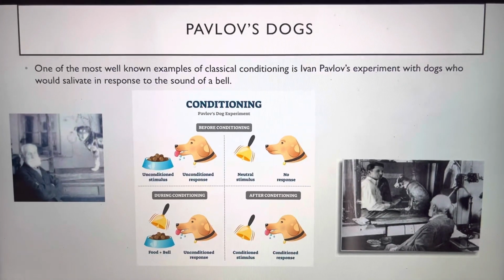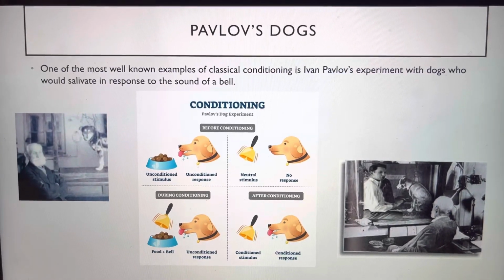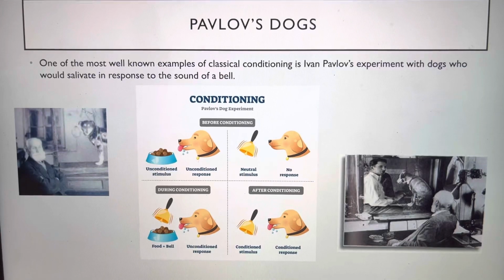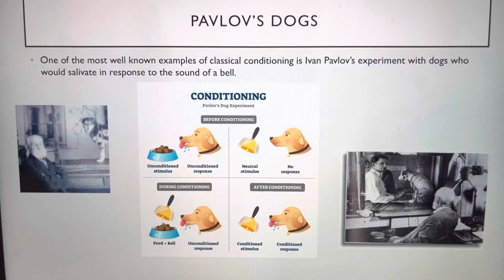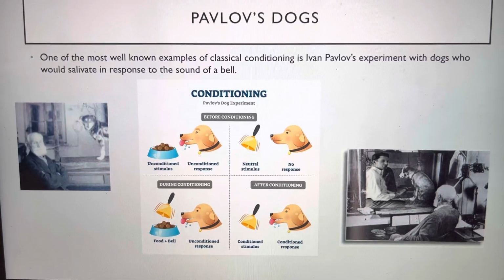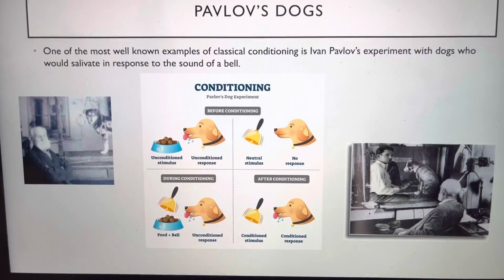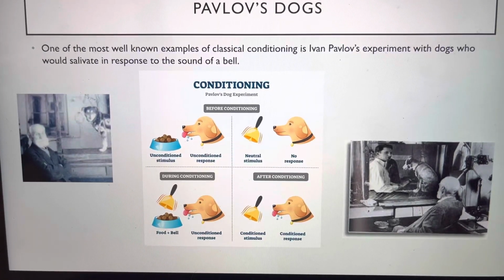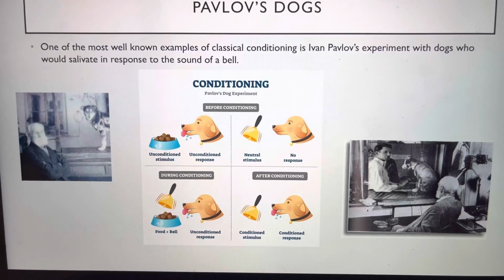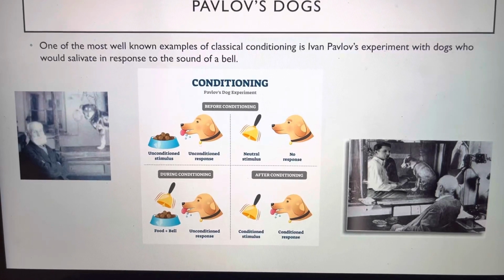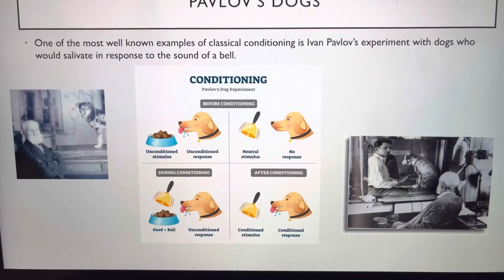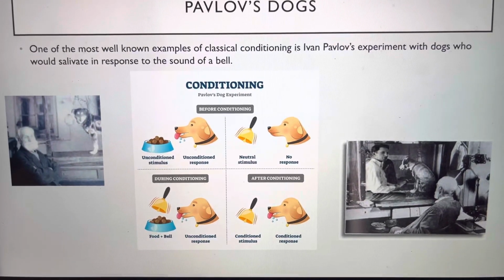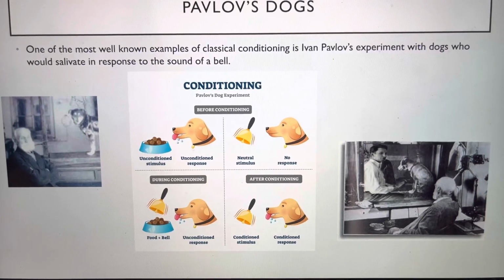One of the most well-known examples of classical conditioning is Pavlov's experiment with dogs who would salivate in response to a bell sound. He would first present the bell sound to the dogs, and they did not salivate. So this would be the neutral stimulus. Then he presented the food, and they would salivate. So the food is the unconditioned stimulus, and the salivation is the unconditioned response. He then repeatedly presented the dogs with the sound of the bell first, and then the food. After a few repetitions, the dogs salivated when they heard the sound of the bell. So then the bell became the conditioned stimulus, and the salivation had become the conditioned response.